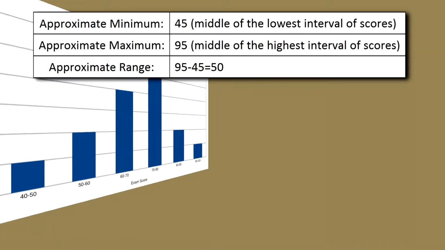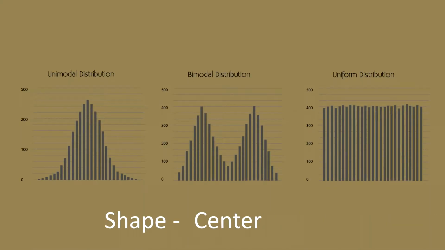The overall pattern of the distribution of a quantitative variable is described by its shape, center, and spread. By inspecting the histogram, we can describe the shape of the distribution, but as we saw, we can only get a rough estimate of the center and spread. In order to describe the distribution of a quantitative variable, you also need precise numerical descriptions of the center and spread.